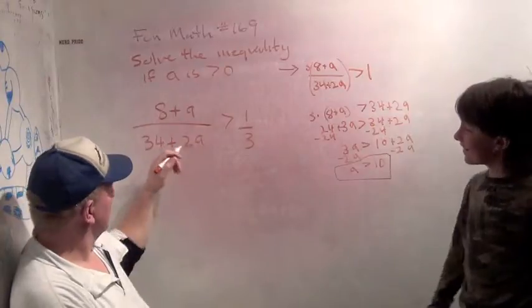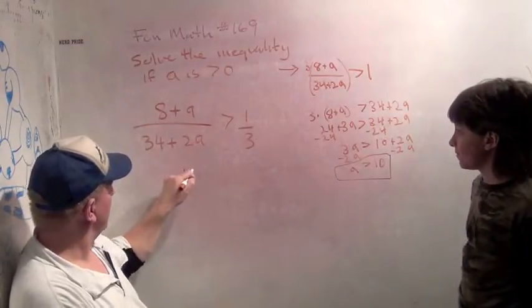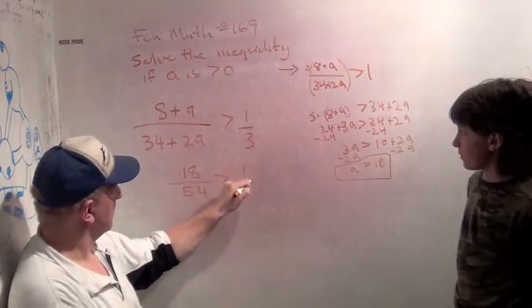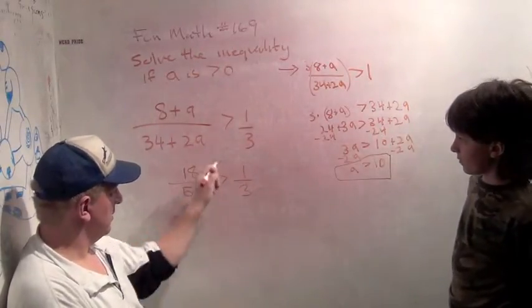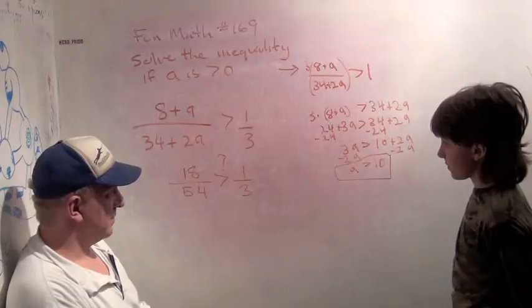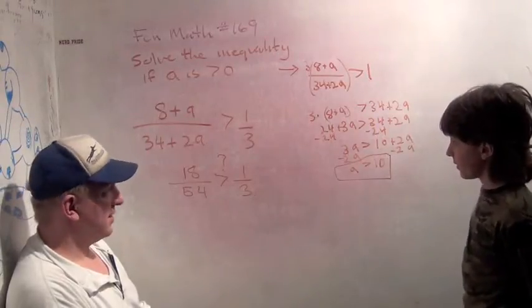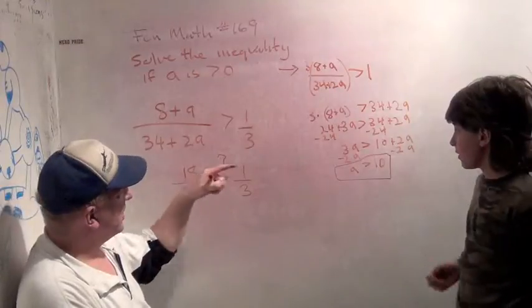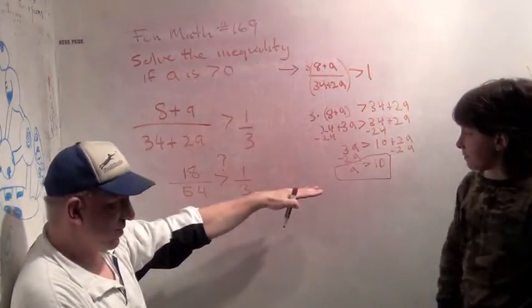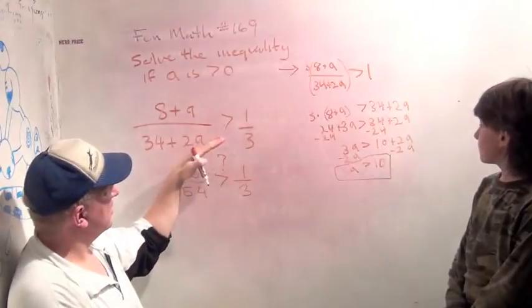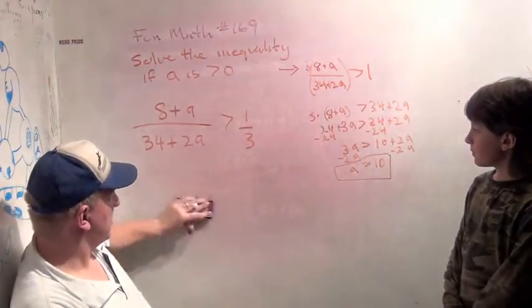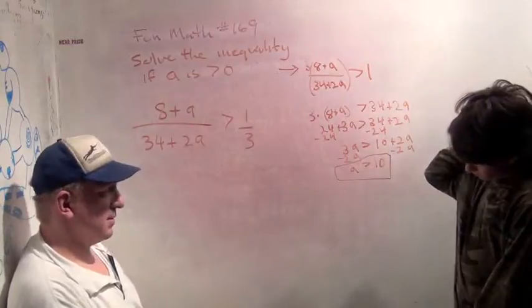Let's check 10. We get 18 over 54, and the question is whether this is greater than 1/3 or not. Well, actually, 18 times 3 is 54. Right here we have equality, which is also good to know. If this said greater than or equal to, 10 would have worked. So 10's right on the border. That's another good thing to check. It just helps us see if our answer makes sense.